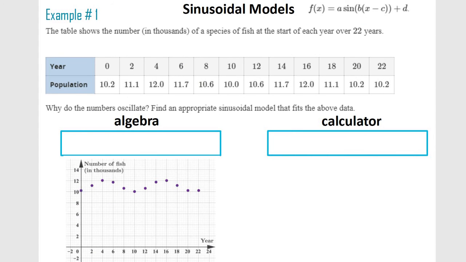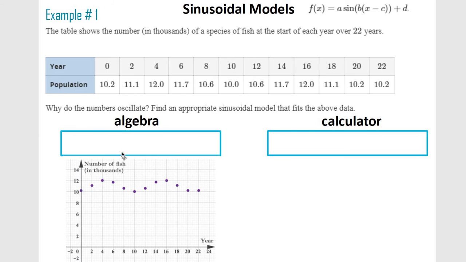Okay, so let's look at a sinusoidal model. I don't know if I'm pronouncing that right, but a trig model, essentially. Notice that this is a sine function. The equation would be right here. So here we've got our points, and here we've got it graphed on a scatter plot.